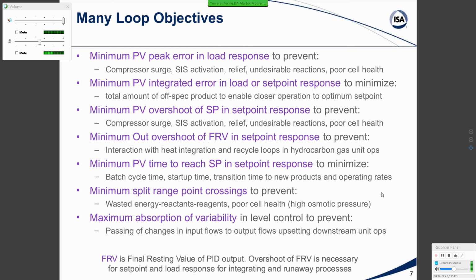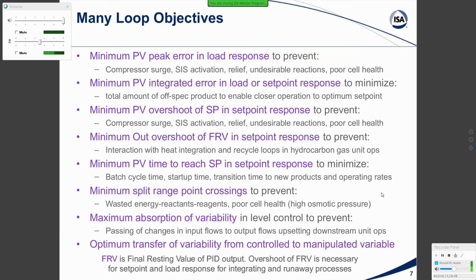They're not being tuned properly, and in a lot of cases it should have been tuned so that it wasn't really so tight level control, but you were minimizing the flow that was manipulating, typically a flow going out of the volume, and that flow going out of the volume is upsetting other unit operations downstream. So you want to absorb the changes in variability in terms of level as much as possible to reduce the amount of changes you make in that manipulated flow going out that is affecting downstream unit operations.